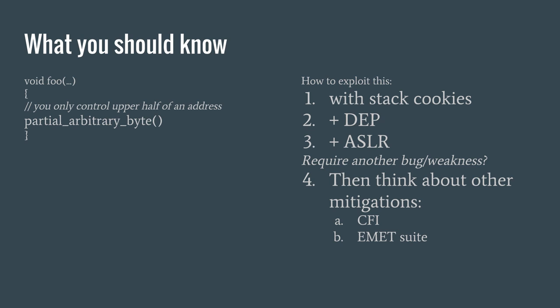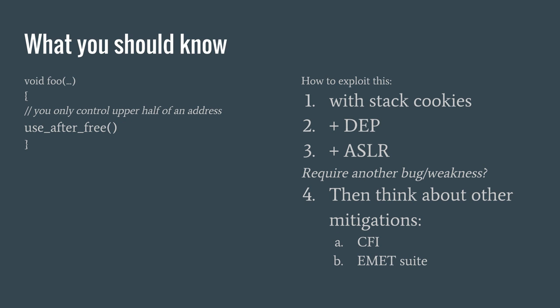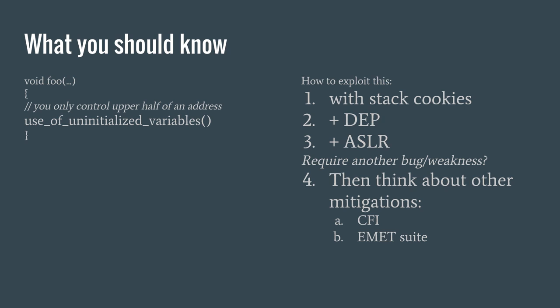You should understand how to exploit an overflow that only allows you to corrupt 1 byte of, say, a return address on the stack, or of a function pointer or some other form of control flow data. You should understand how to exploit a use after free. You should understand how to exploit the use of uninitialized variables when that's applicable. It's not always exploitable. It often depends on the logic of the application.